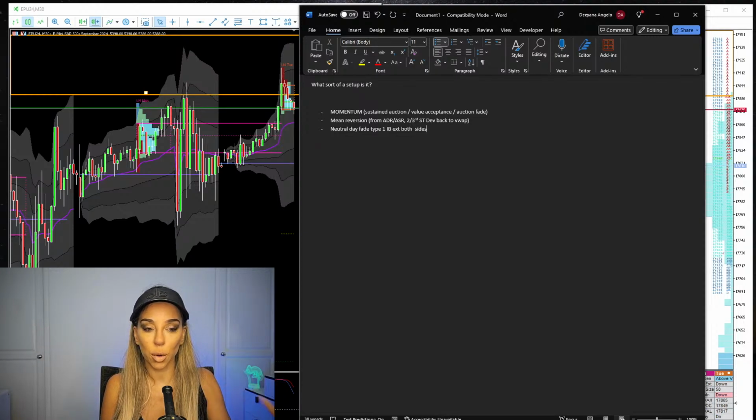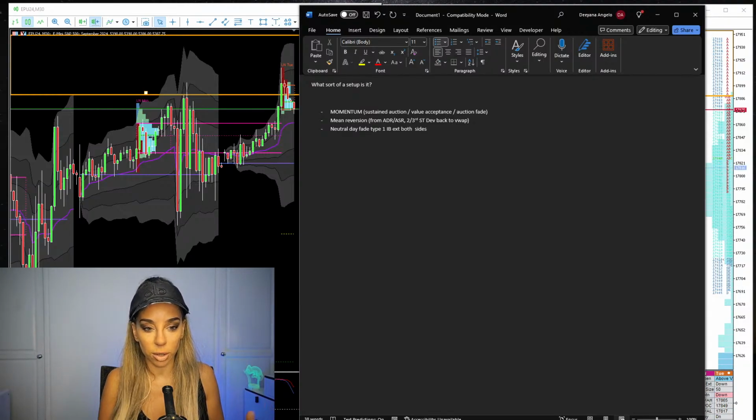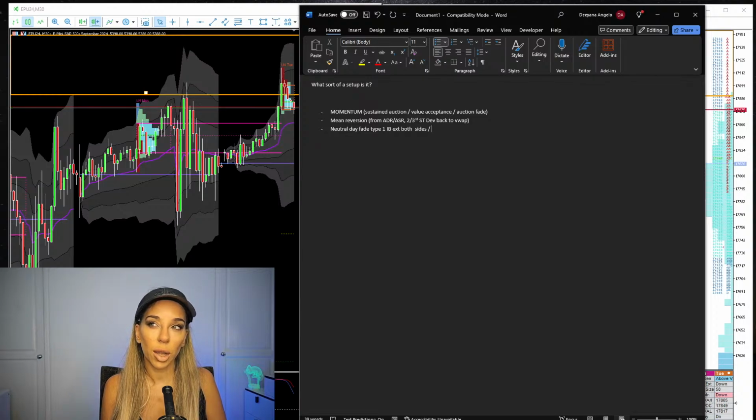So initial balance breaks to both sides, and then you're effectively trying to fade whichever session high or session low gets reached first. You can also have a ranging day strategy where the market, let's say we had a CPI or PPI or something crazy, and then you have a very, very big reaction to that. But then after that, you get a new range that gets established. That's also a ranging strategy, sort of like responsive activity after the fact.